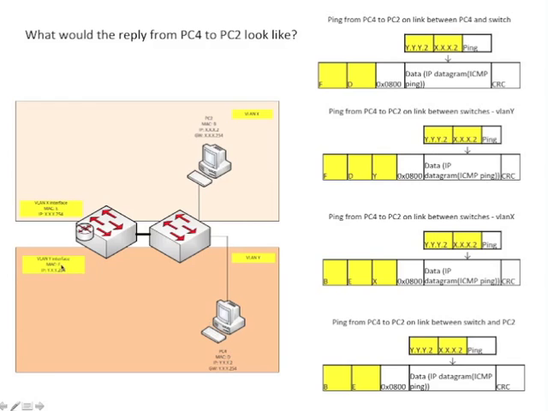Reply to MAC address F from MAC address D, tag it for the VLAN, and then to B from E, tagged for the VLAN, and then finally delivered.